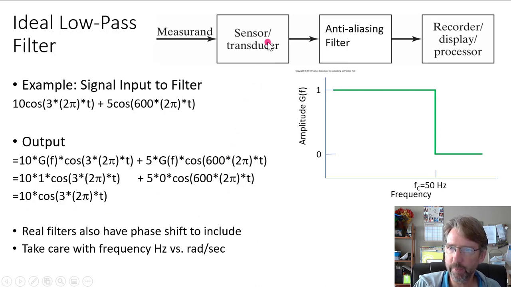In a system, they come in like this. We've got our sensor, we've got an anti-aliasing or other kind of filter, and then it goes into our data acquisition system.